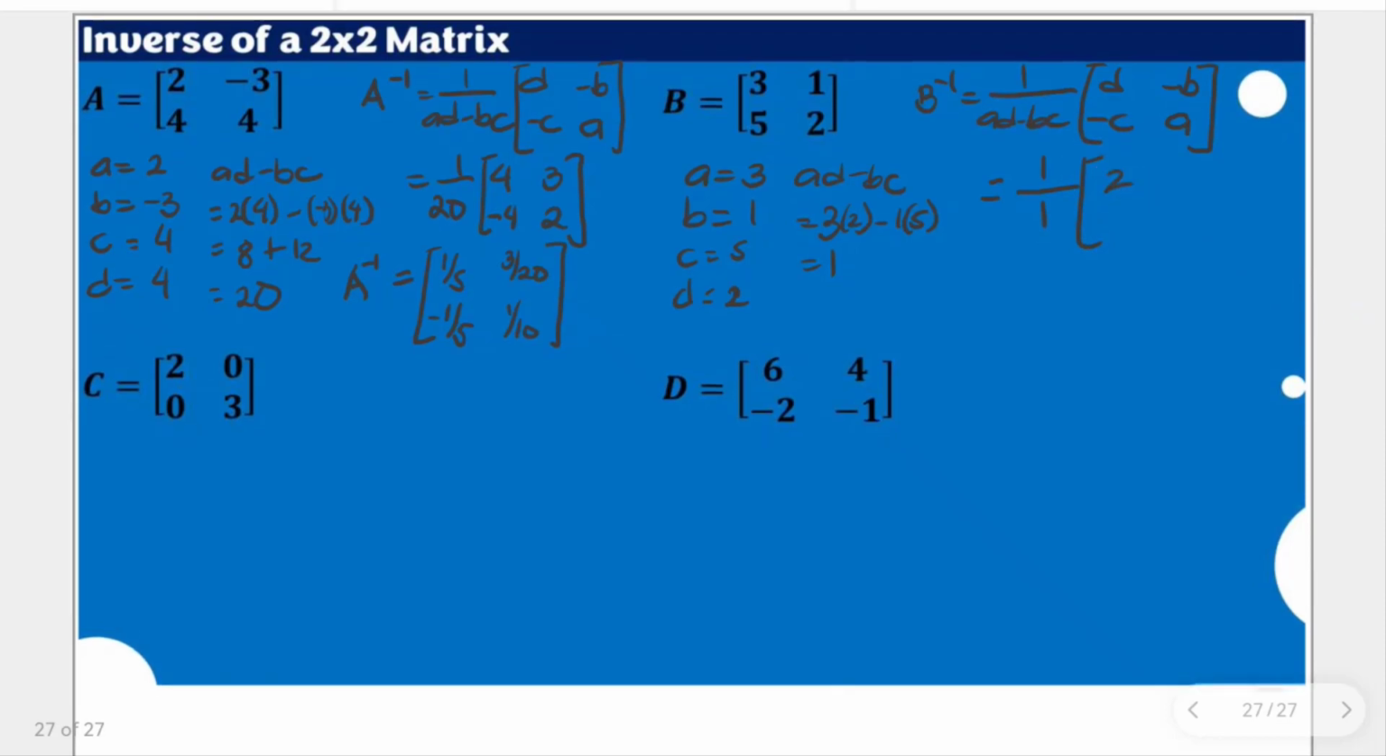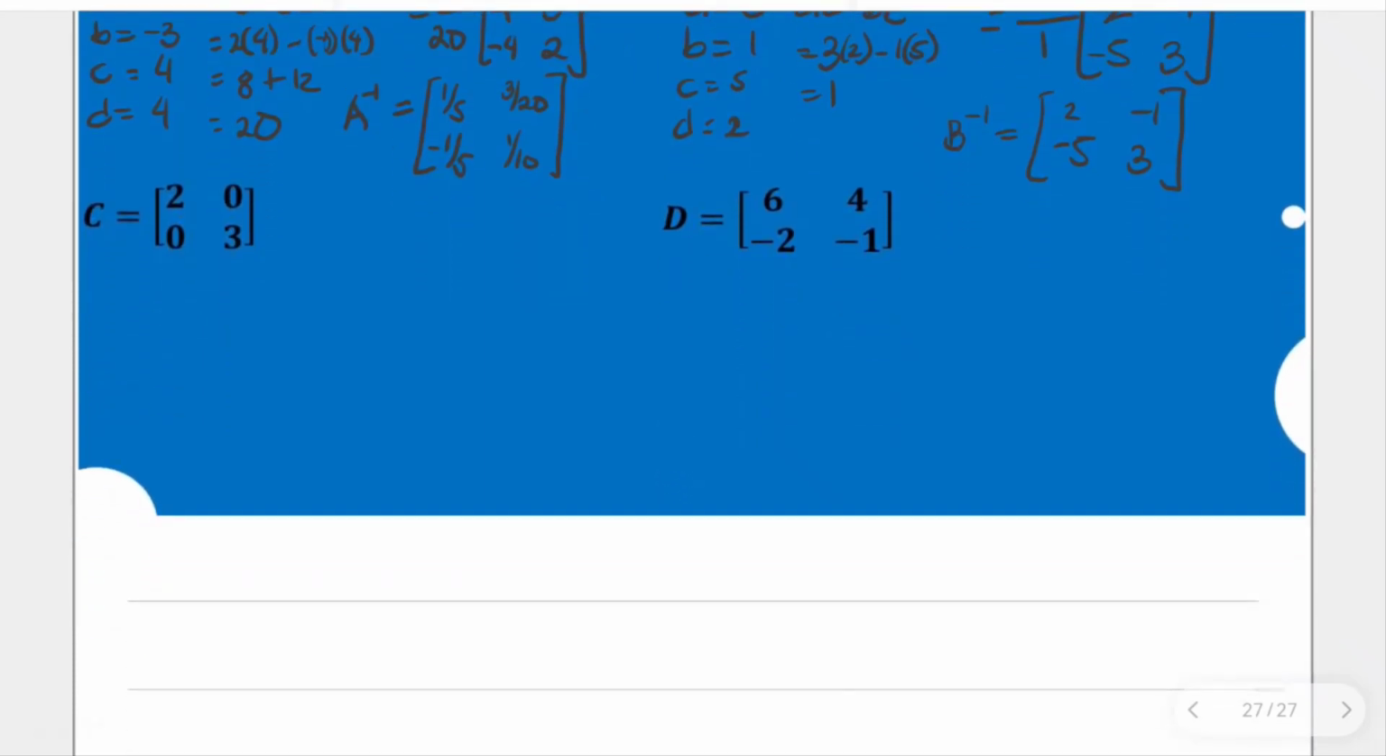So D is here. That's 2. A, which is a 3, is here. Negative of 1, negative of 5. In short, the inverse of B is 2, negative of 5, negative of 1, and then 3. That's how you get the inverse of a 2 by 2 matrix. Let's continue with C.